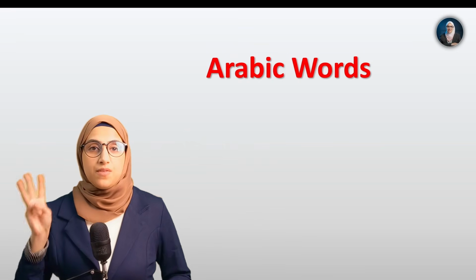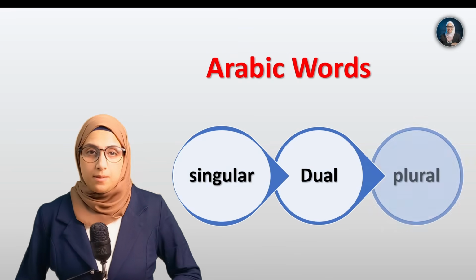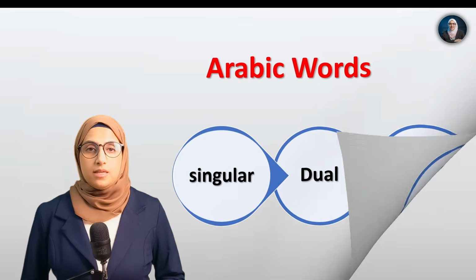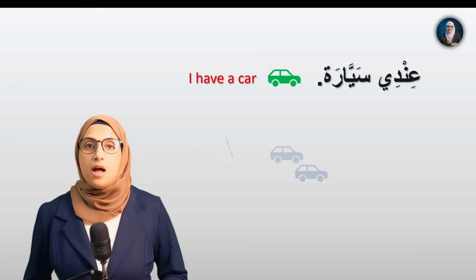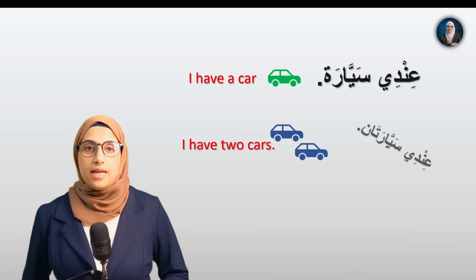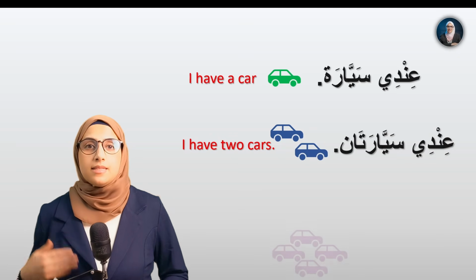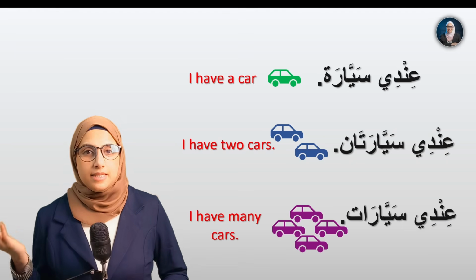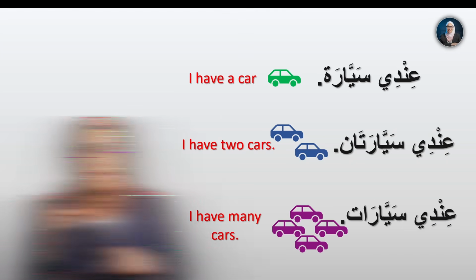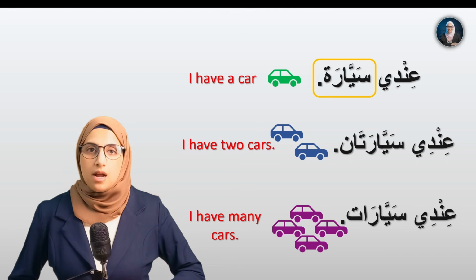Words in Arabic have 3 versions concerning their number. So when I want to say I have a car, I say عندي سيارة. I have 2 cars, I say عندي سيارتان. I have many cars, 3 or more, I say عندي سيارات. As you see here, the word سيارة is singular.